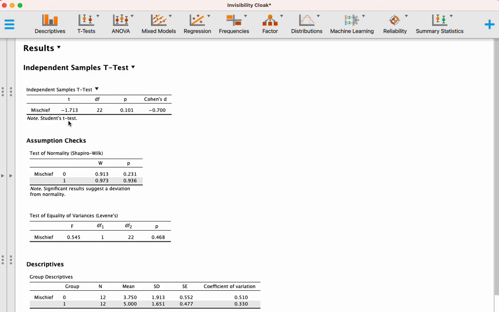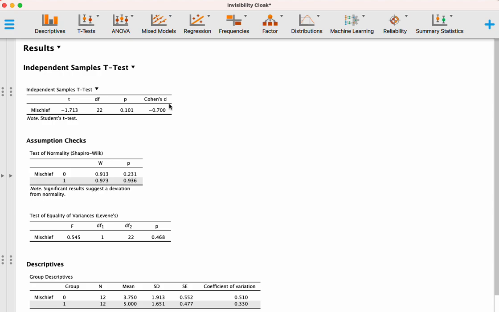So remember, if the p-value is less than 0.05, that means that we rejected the null hypothesis and accepted the alternative hypothesis. Or in other words, if the p-value is less than 0.05, our hypothesis was supported and there was a difference between the two groups. In this case, the p-value is 0.101, which is greater than 0.05. So we did not reject the null hypothesis. So our hypothesis that invisibility cloaks would lead to more mischievous acts was not supported.